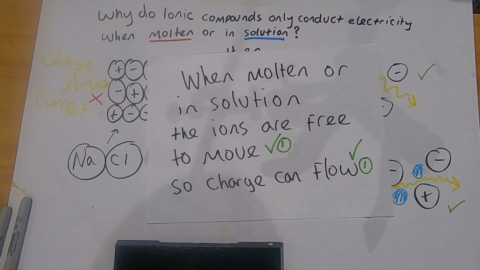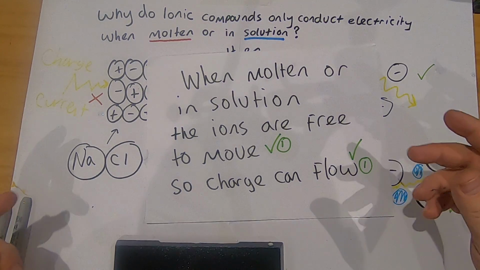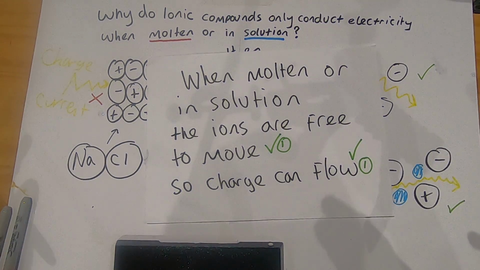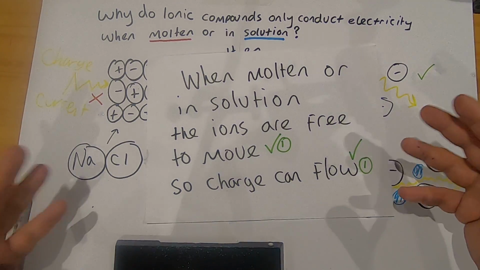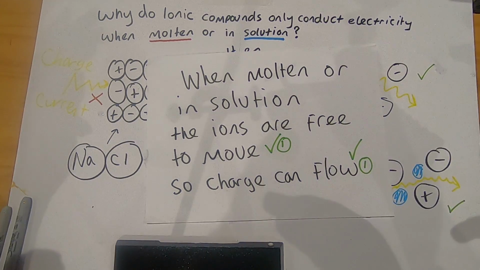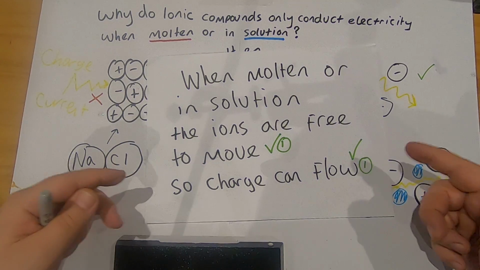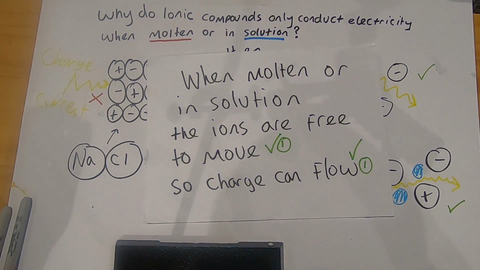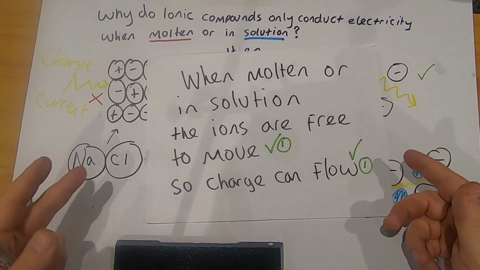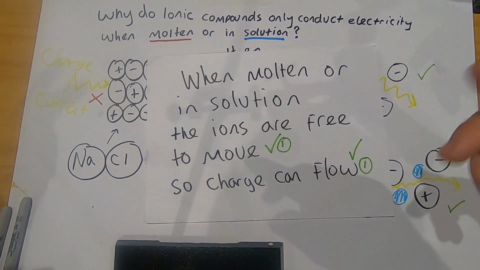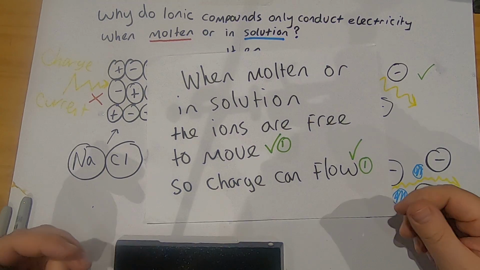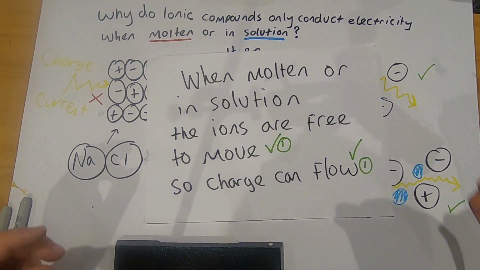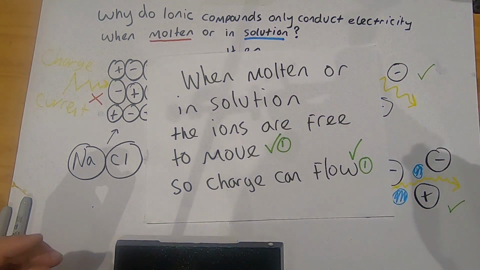So this is a really common question. It comes up lots of the time in combined science, in separate science, and it's basically, why did the sodium chloride conduct electricity when dissolved in water? Or why did the magnesium oxide conduct electricity when molten? And your answer is the ions are free to move, so charge can flow. You could also be asked, why did the sodium chloride not conduct electricity when solid? And of course we can answer, the ions are not free to move, so charge cannot flow.